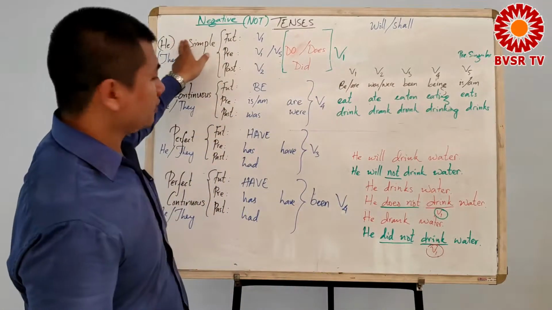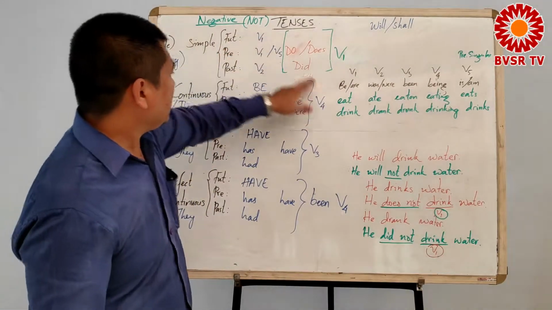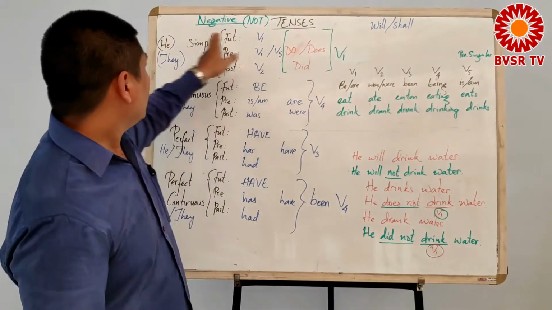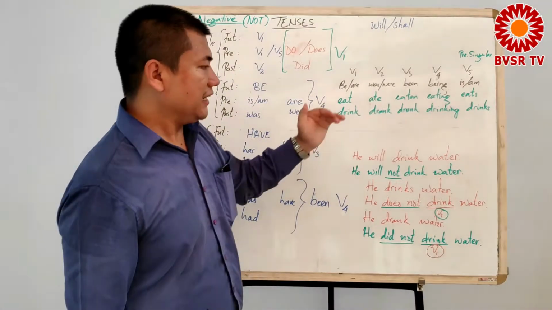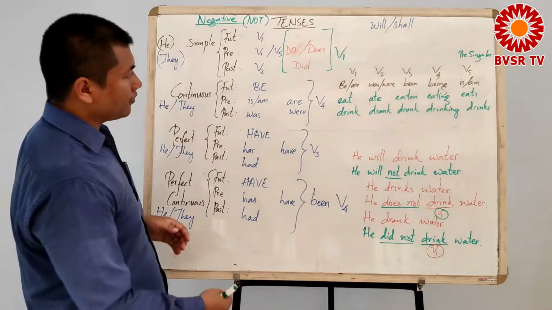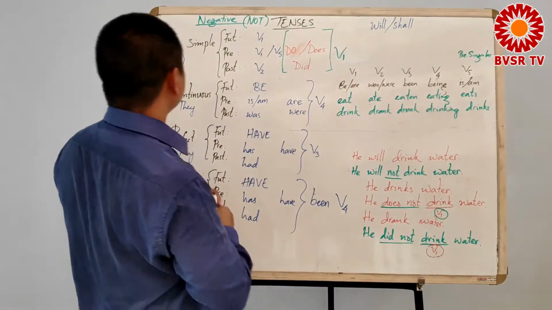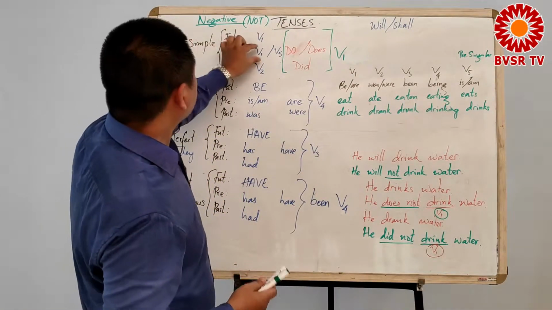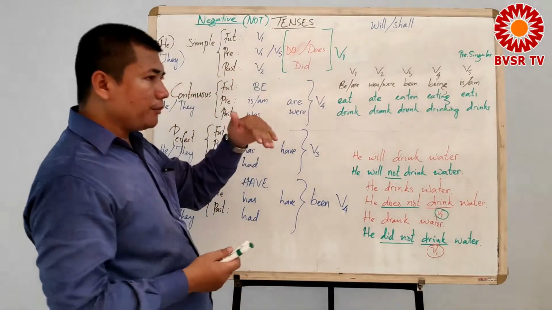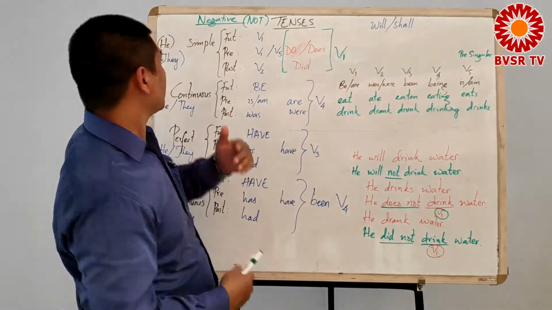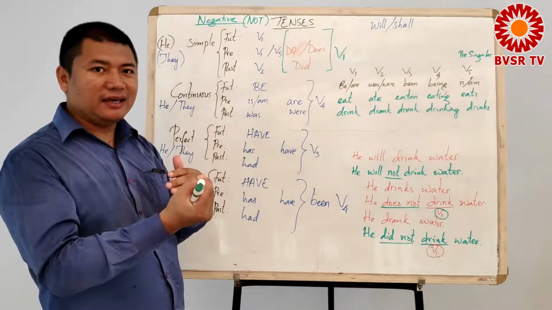Now let us make sentences with another verb. He will eat apple. When you say he will eat apple in the future, in the negative it will be he will not eat apple. In the future, we don't use any helping verb in order to convert into negative or interrogative. Keep in mind. Present will be he eats apple. In negative it will be he does not eat apple. Simple. And he ate apple. He did not eat apple.